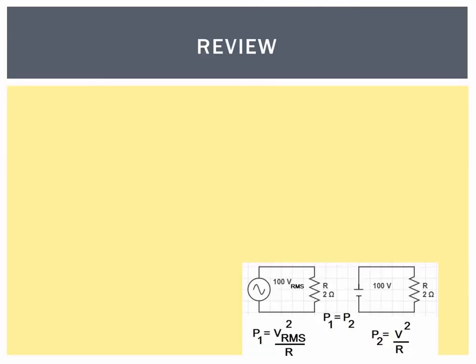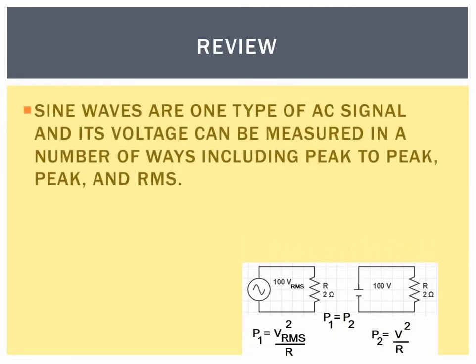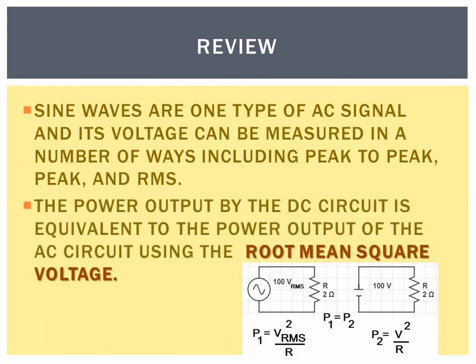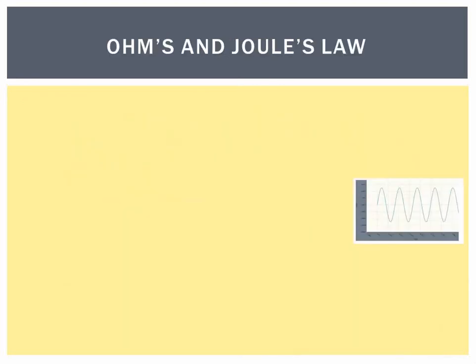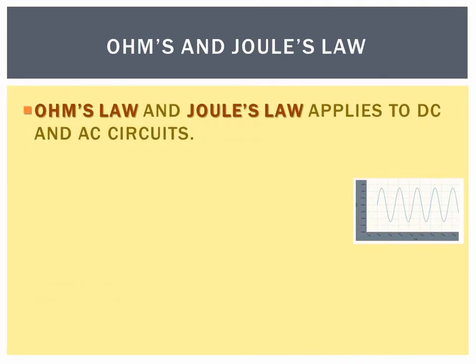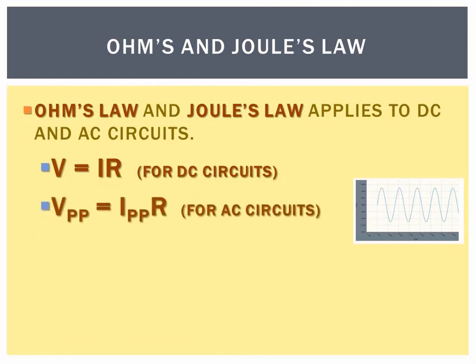So let's just quickly review. Sine waves are one type of AC signal, and its voltage can be measured in a number of ways, including peak to peak, peak voltage, and RMS voltage. The power output by the DC circuit is equivalent to the power output of the AC circuit using the root mean square voltage. Ohm's law and Joule's law apply to DC and AC circuits. And we can see that in these various forms of it here.